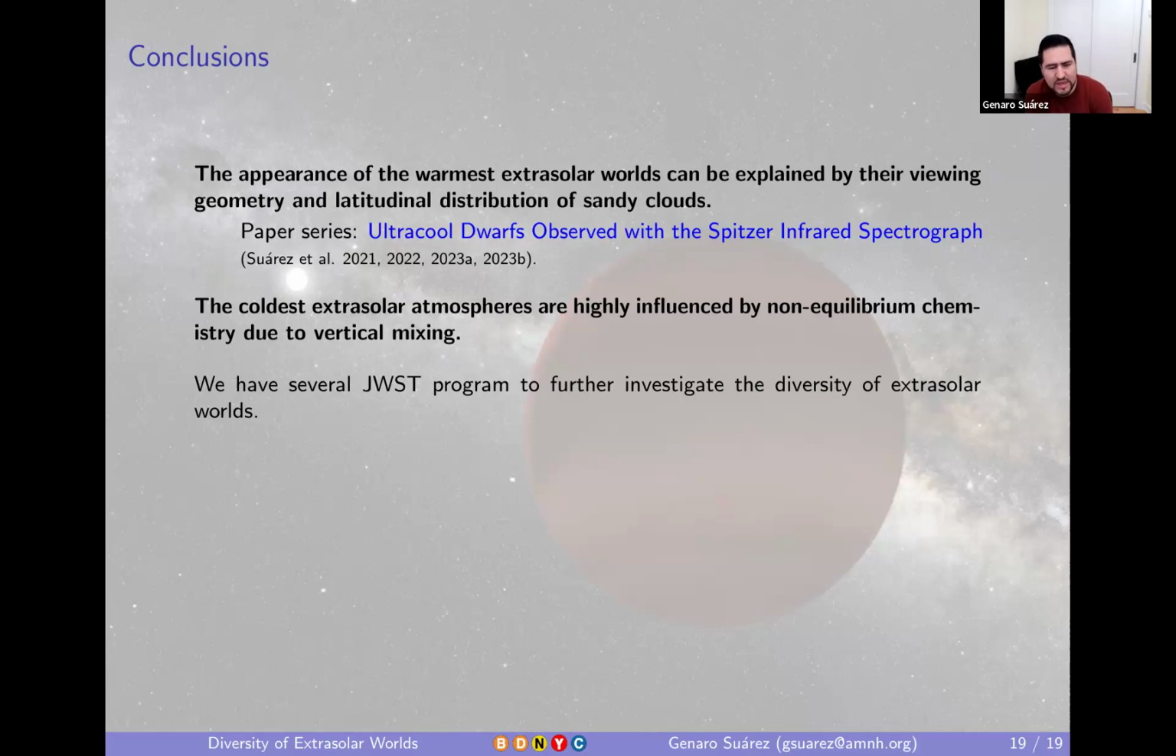But we now have James Webb observations for similarly warm objects to explore these results in more detail, and also to investigate the coldest atmospheres, for which we have suggestions that they are highly influenced by non-equilibrium chemistry due to vertical mixing. So that's all, and I'm happy to take any questions.